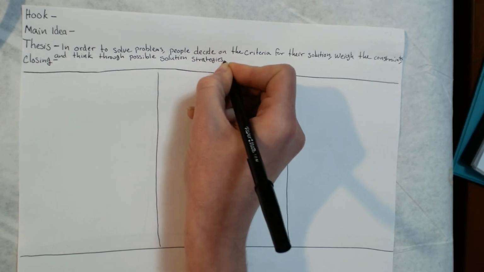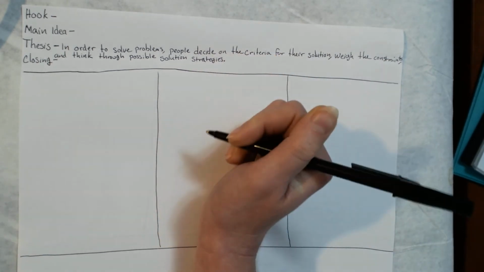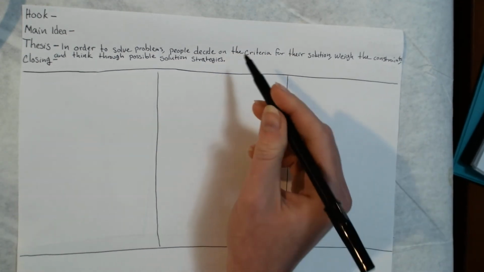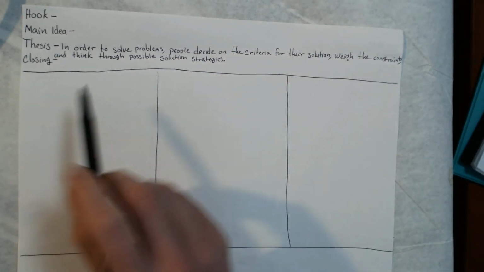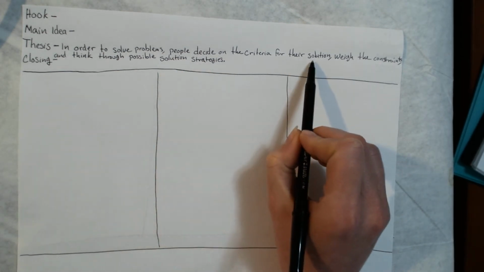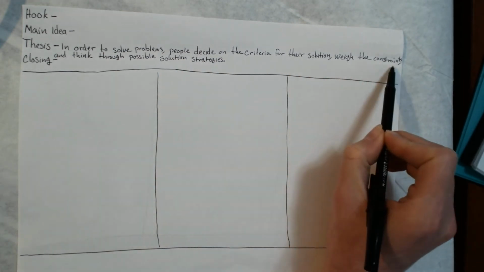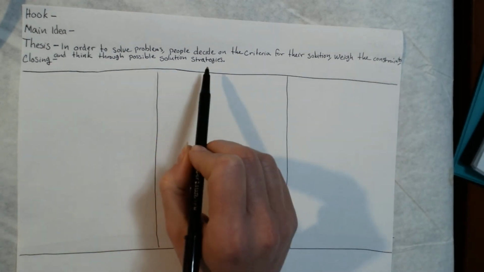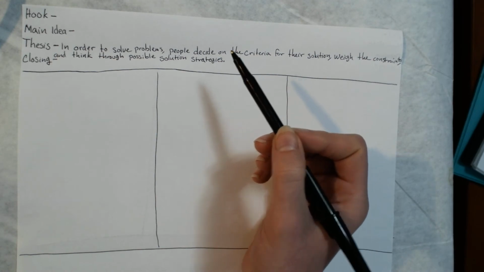STRATEGIES, strategies. All right, and remember, this is just our draft, so it's okay if it's messy. This is where you get your thinking on the paper. So my thesis: in order to solve problems, people decide on the criteria for their solution, weigh the constraints, and think through possible solution strategies. I came up with this thesis based on the text.